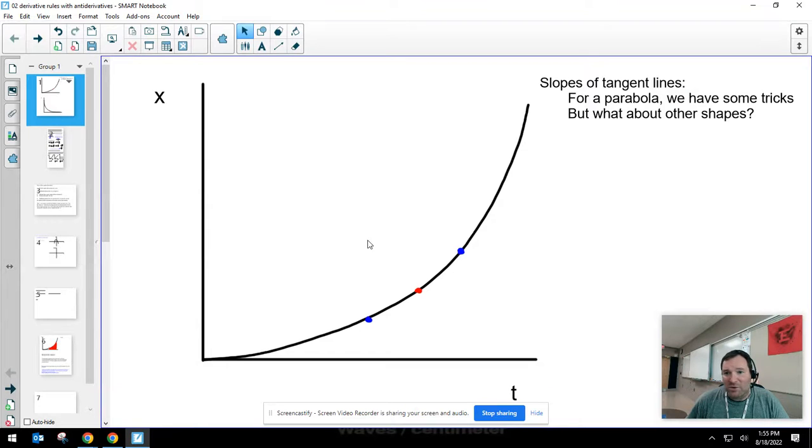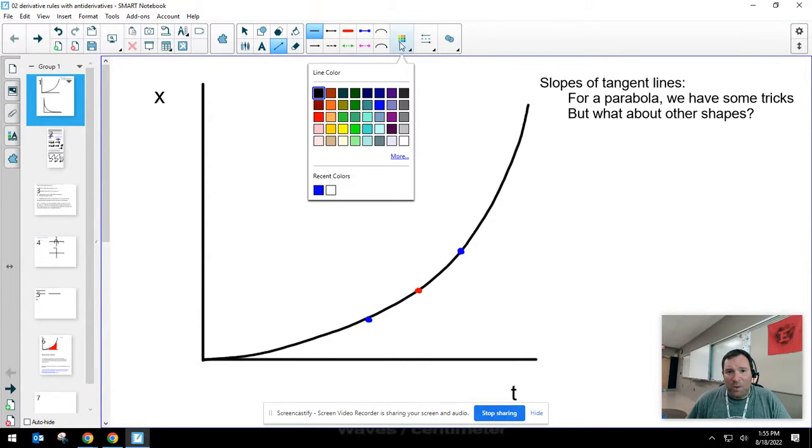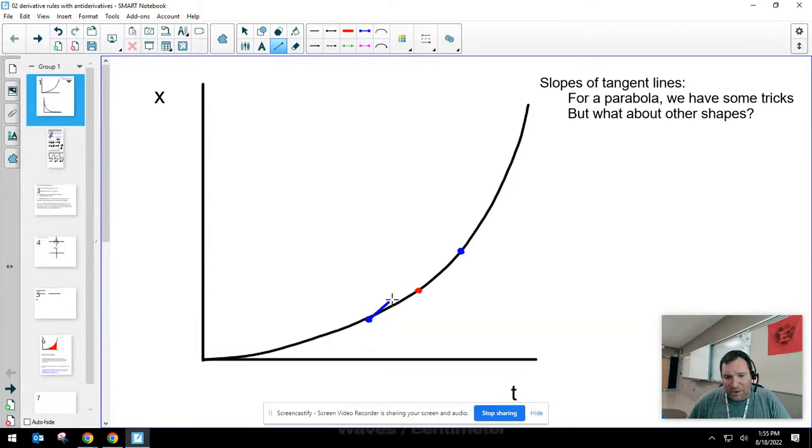You don't know that the graph on screen right now is a parabola. So what can I do as a general rule to find the slope at a specific point, like at this red dot here? Well, one thing that I can do is take 2 points to the left and right of that point, and I can make a little chord there, which is the fancy talk for a line from 1 point to another.